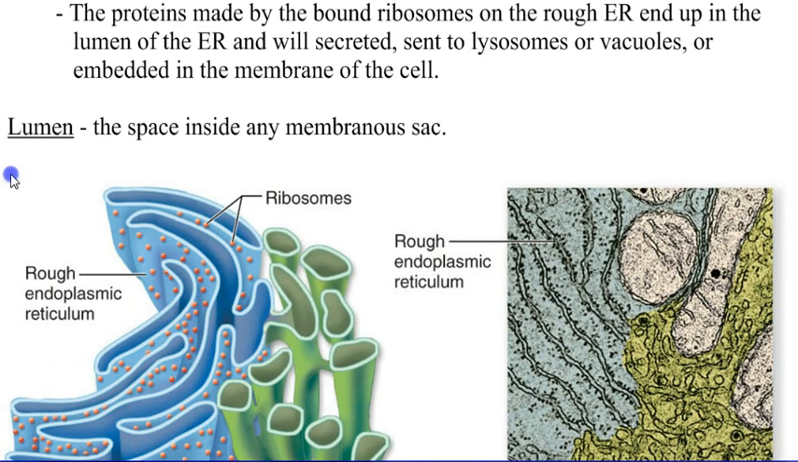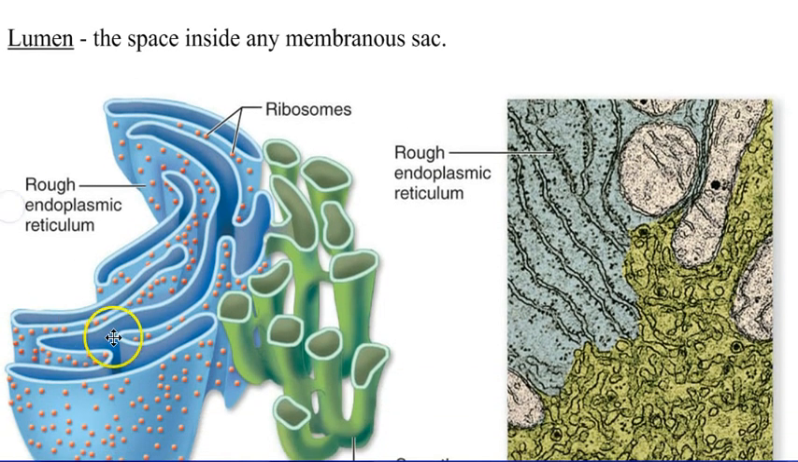Okay, so there's your endoplasmic reticulum. One more term here. Any space inside of a membranous sac is called a lumen. So there's lumen here inside the rough ER, and lumen here inside the smooth ER.